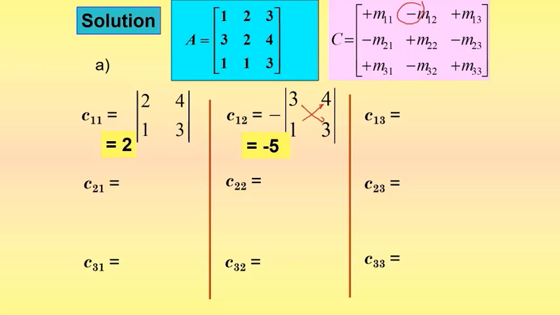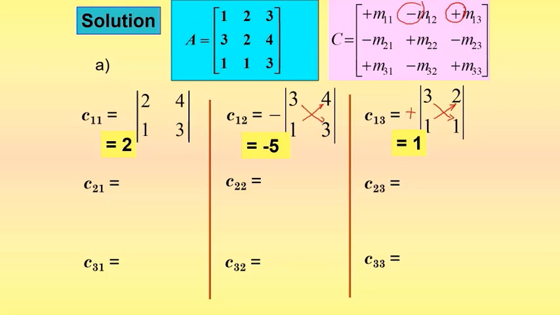C13 by deleting the first row and third column. So the remaining entries is 3, 2, 1, 1. So you have to find the determinant for that remaining. Here the sign is positive. Okay, should be positive here. If you don't know why I write it one, it's not a big problem. Okay, so 3 times 1 minus 1 times 2. So we have 1.